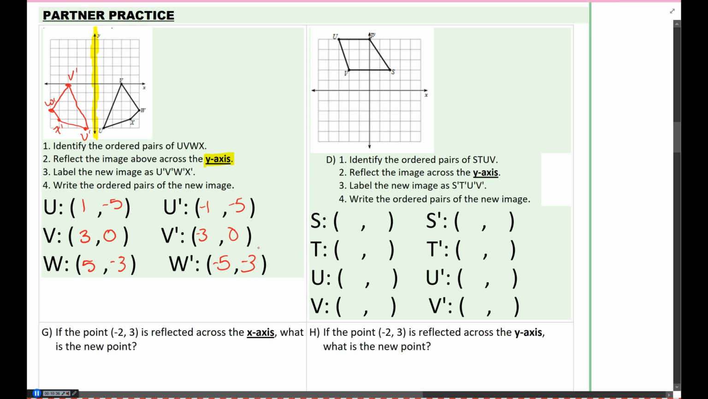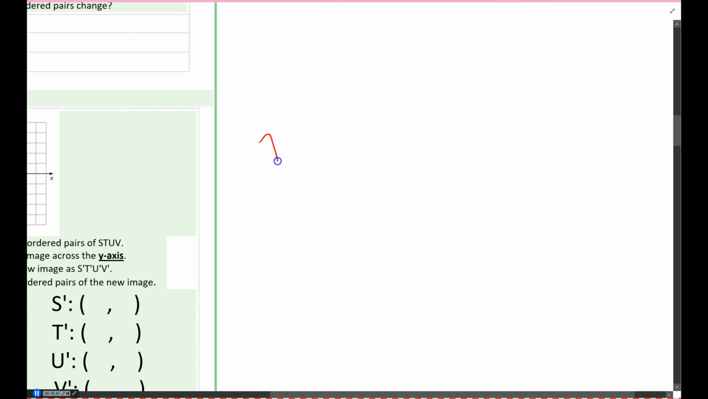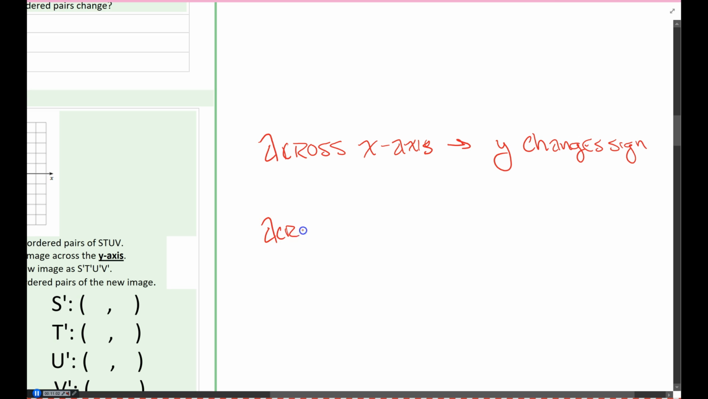So you're going to carry your students through these. You're going to ensure that they establish the rule. A reflection across the x-axis means that y changes sign. The y value in your coordinate changes its sign. And to reflect across the y-axis means that your x value changes its sign.